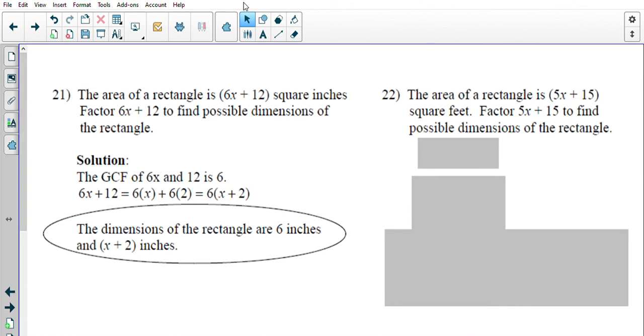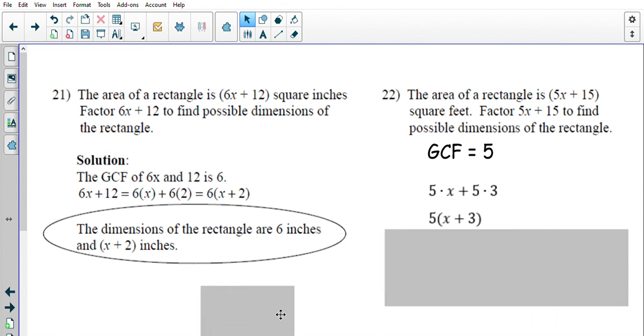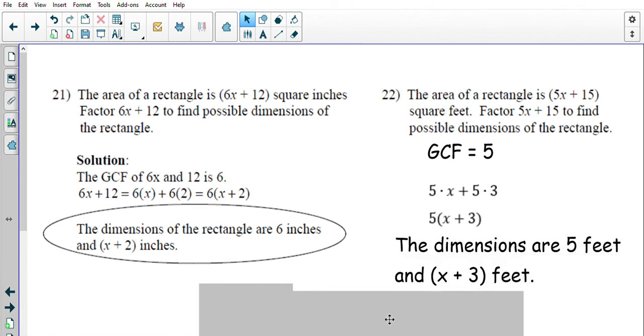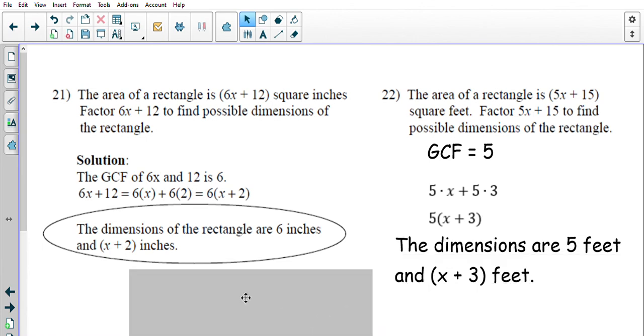Let's do this for question number 22. The area of a rectangle is 5x plus 15 square feet. Factor 5x plus 15 to find possible dimensions of the rectangle. Well, the GCF is 5. So this factors into 5 times x plus 5 times 3, or 5 and then in parentheses x plus 3. So our possible dimensions for this rectangle are 5 feet and x plus 3 feet.